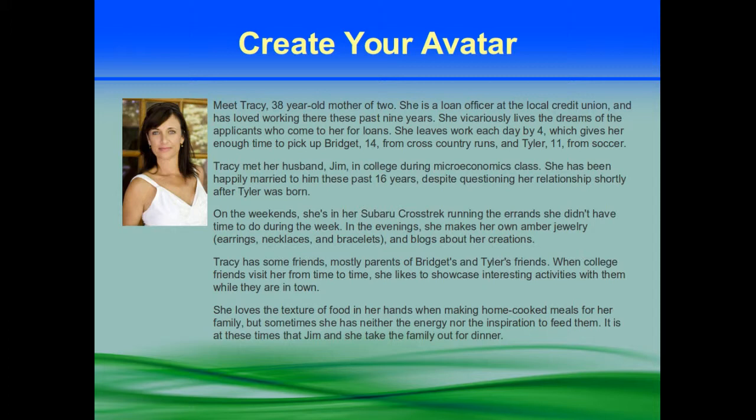Tracy met her husband, Jim, in college during microeconomics class. She has been happily married to him these past 16 years, despite questioning her relationship shortly after Tyler was born. On the weekends, she's in her Subaru Crosstrek, running the errands she didn't have time to do during the week. In the evenings, she makes her own amber jewelry, earrings, necklaces, and bracelets, and blogs about her creations. Tracy has some friends, mostly parents of Bridget's and Tyler's friends. When college friends come to visit her from time to time, she likes to showcase interesting activities with them while they are in town. She loves the texture of food in her hands when making home-cooked meals for her family, but sometimes she has neither the energy nor the inspiration to feed them. It is at these times that Jim and she take the family out for dinner.